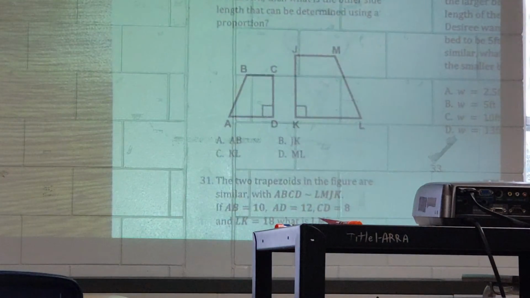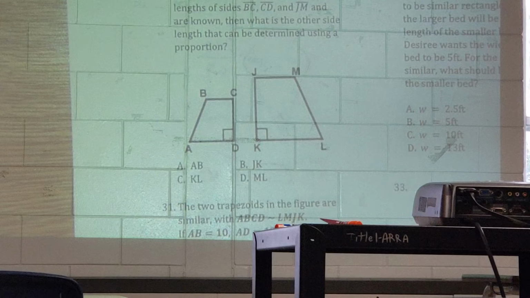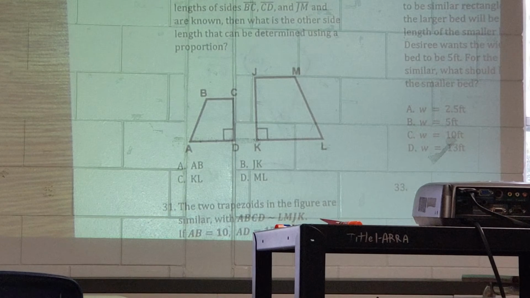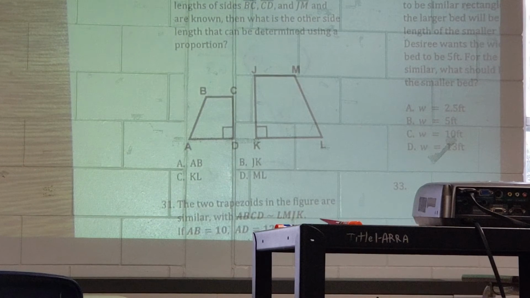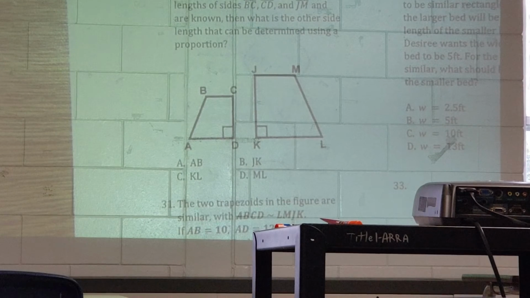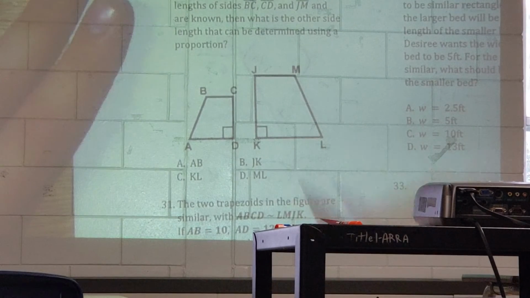All right, flipping the page. Number 30 says, two trapezoids in the figure are similar. ABCD is similar to LMJK. The lengths of BC, CD, and JM are known, and what other side length can be determined? So we're looking for corresponding sides here.